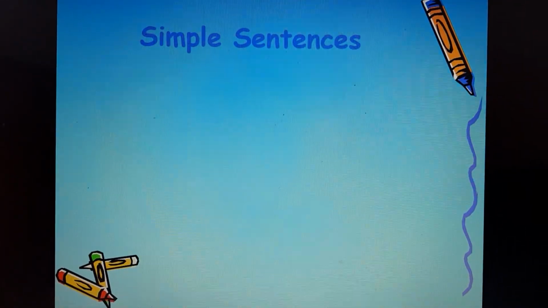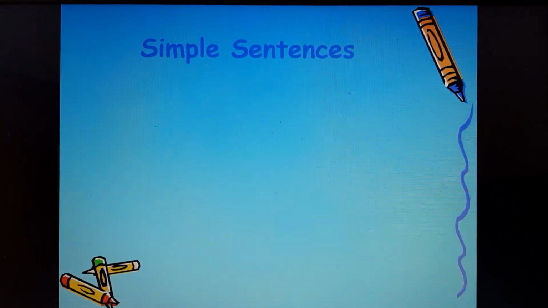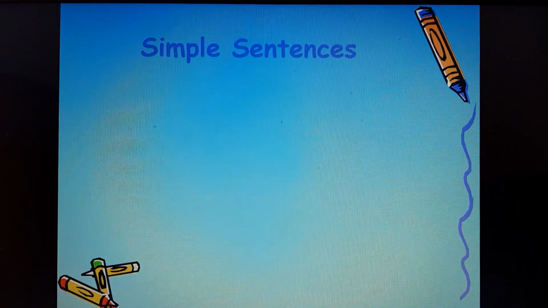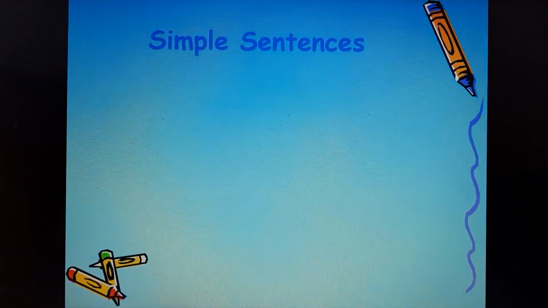So we're going to look at some different types of sentences. Just to make sure we're really clear, we talk about simple, compound and complex sentences. You may not be fully sure what they all are. So let's have a look.